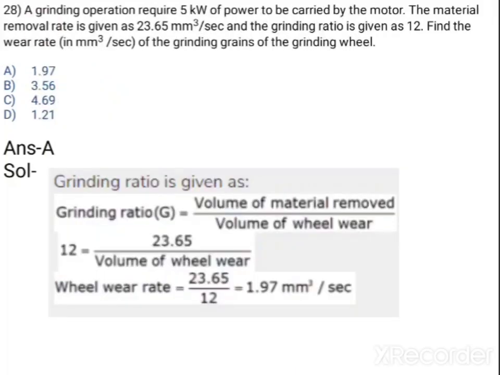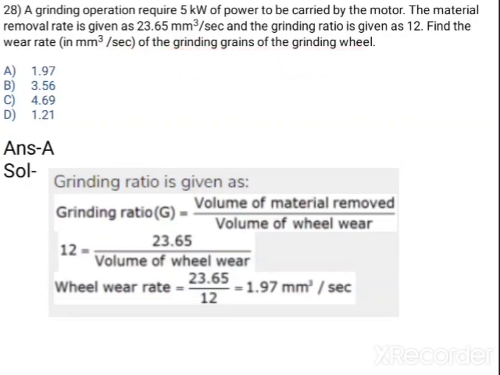Question number 28. A grinding operation requires 5 kW power to be carried by the motor. The material removal rate is given as 23.65 mm³ per second and the grinding ratio is given as 12. Find the wear rate in mm³ per second of the grinding grains of the grinding wheel.